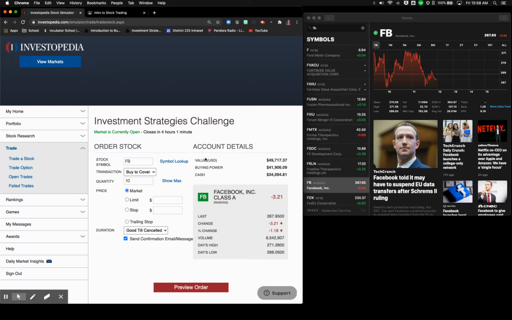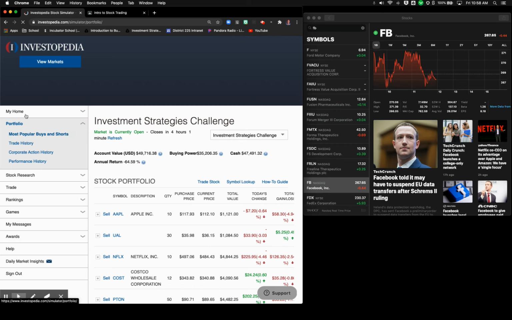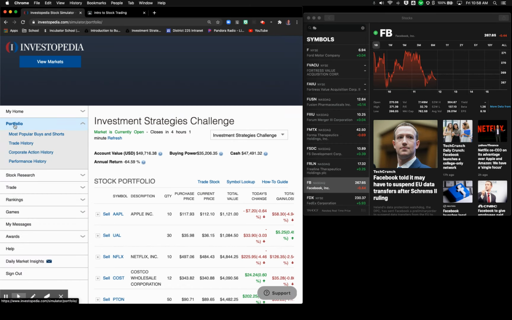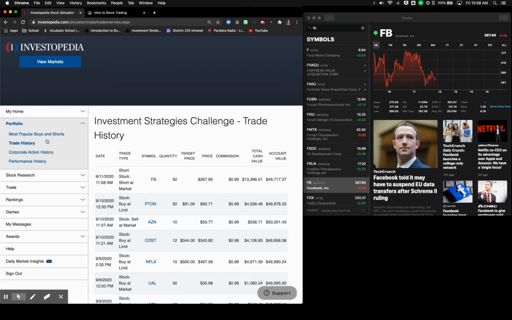So those are your basic trading strategies. If you get lost or can't find your shares or anything like that, always go back to your portfolio. Then if you click on trade history, it will give you a list of all your activity. If you're unsure whether a transaction actually went through, you can click there.